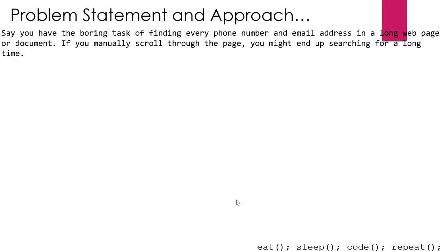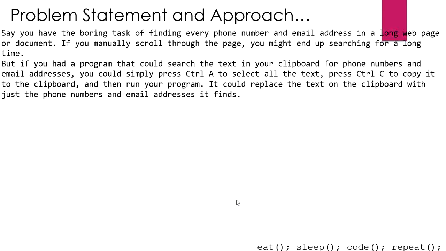If you manually scroll through the pages, you might end up searching for a long time, of course. So what if you have a program that could search the text in your clipboard for phone numbers and email addresses? You could simply press Ctrl+A to select all the text, press Ctrl+C to copy it to the clipboard, and then run your program.